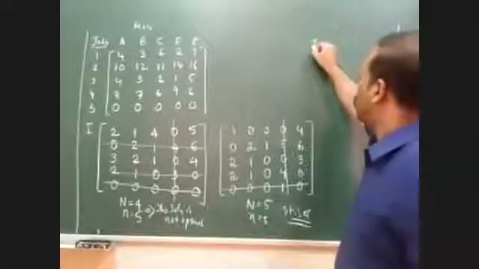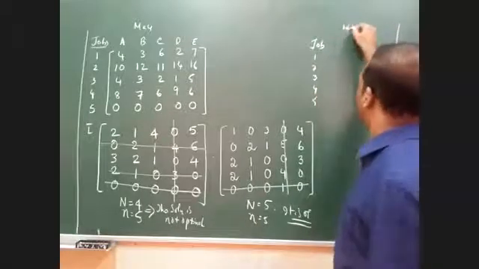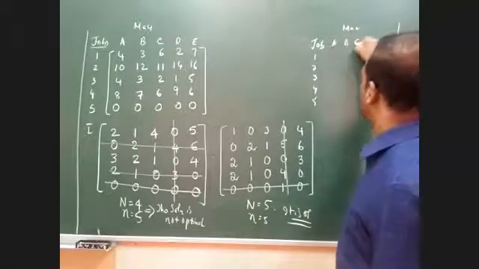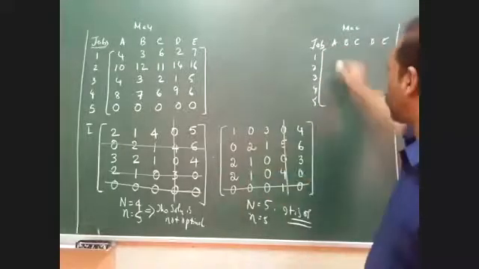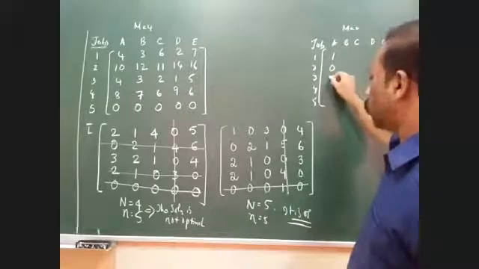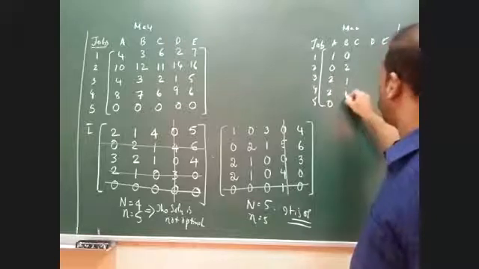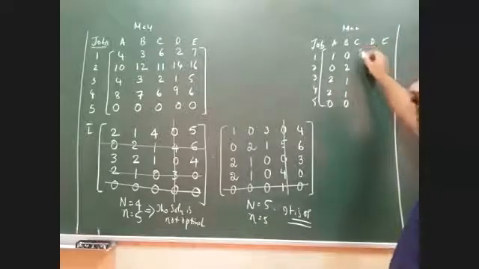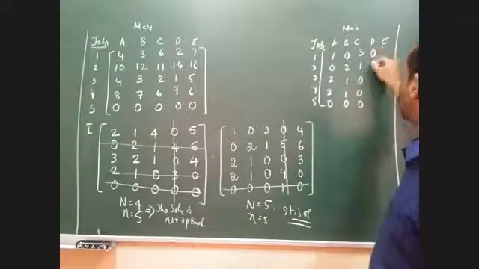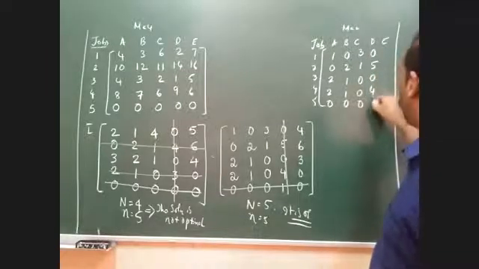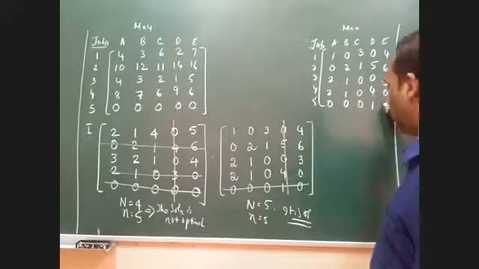So jobs are 1, 2, 3, 4, and 5, and the machines are A, B, C, E, and D. Okay. So I'm supposed to write down the final matrix as it is. The first column is 1, 0, 2, 2, 0. The second column is 0, 2, 1, 1, 0, and the third column is 3, 1, 0, 0, 0, and the fourth column is 0, 5, 0, 4, 1, and the last column is 4, 6, 3, 0, and 0.